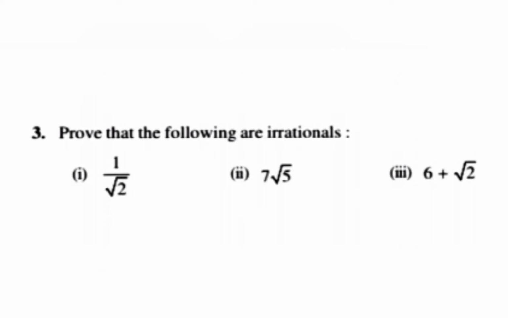Hi viewers, now we discuss the topic Exercise 1.3, third section, first one. Prove that 1 by root 2 is an irrational number.